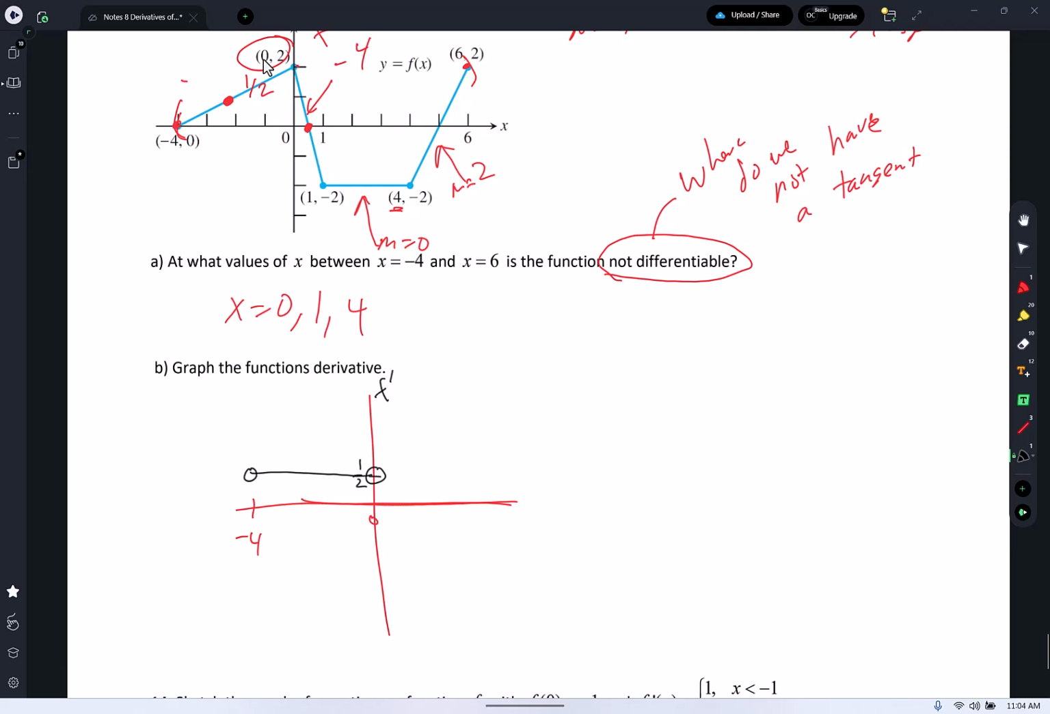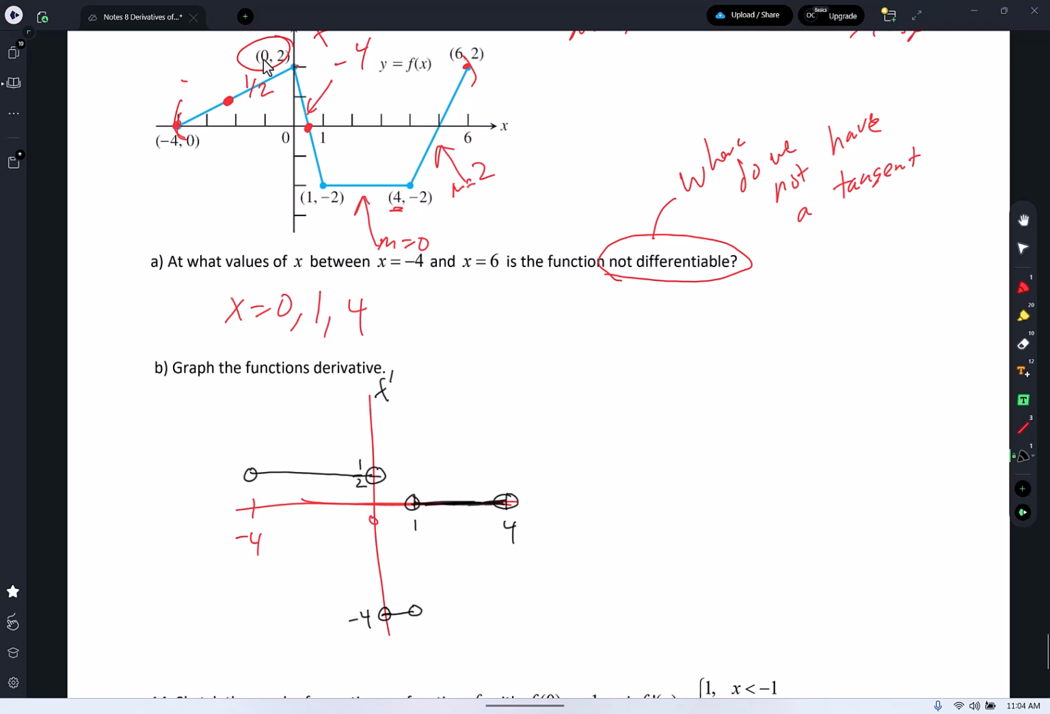Between 0 and 1, I'm going to say 1 is right here. The slope is negative 4, so I'm going to go to negative 4. I'm going to say negative 4 is right here. Open circle, open circle. Between 1 and 4, the slope is 0. Open circle, open circle. Notice my x-axis is painted black right there.